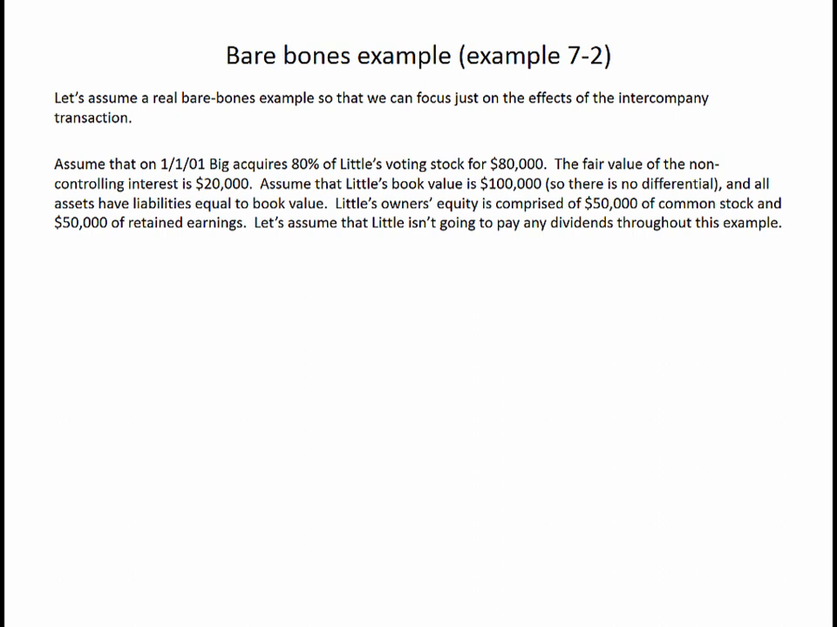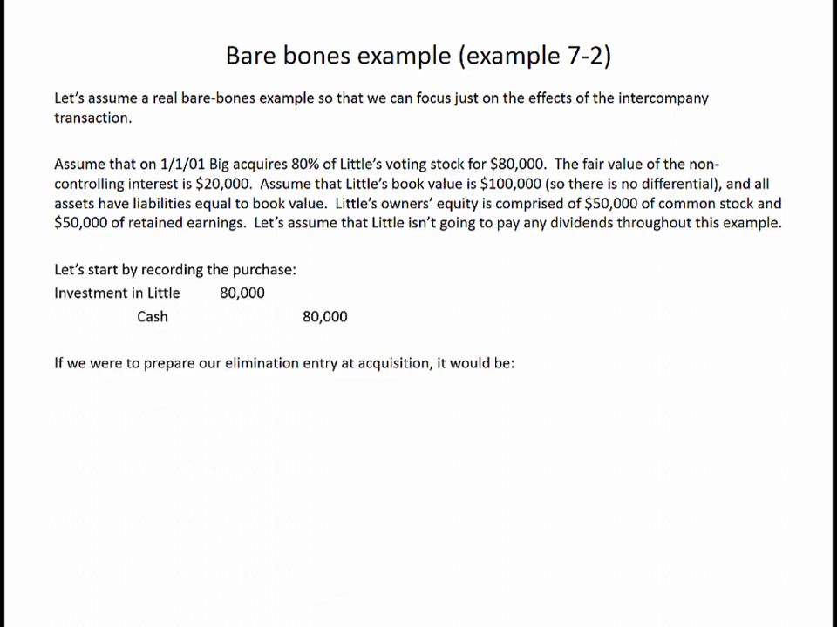And let's assume that Little isn't going to pay any dividends throughout this entire example. That'll just take one of the entries out of the equation. Let's go ahead and start by recording the purchase. So we buy our investment in Little for $80,000 and we write a check.